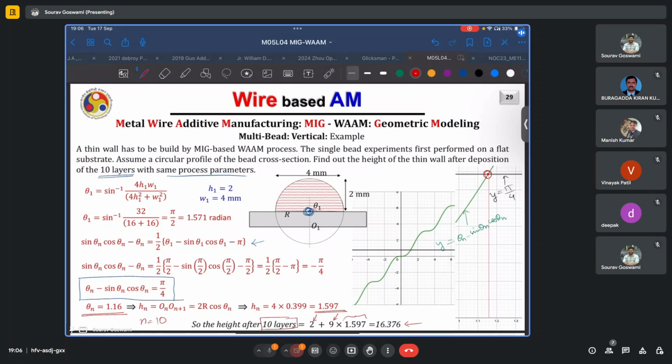We saw that the height of the first layer itself was only 2 mm. So after 10 layers, one would naively assume that the height achieved is 20 mm, whereas in the actual case, it is only some 16.4 mm. The error is quite significant in this case.